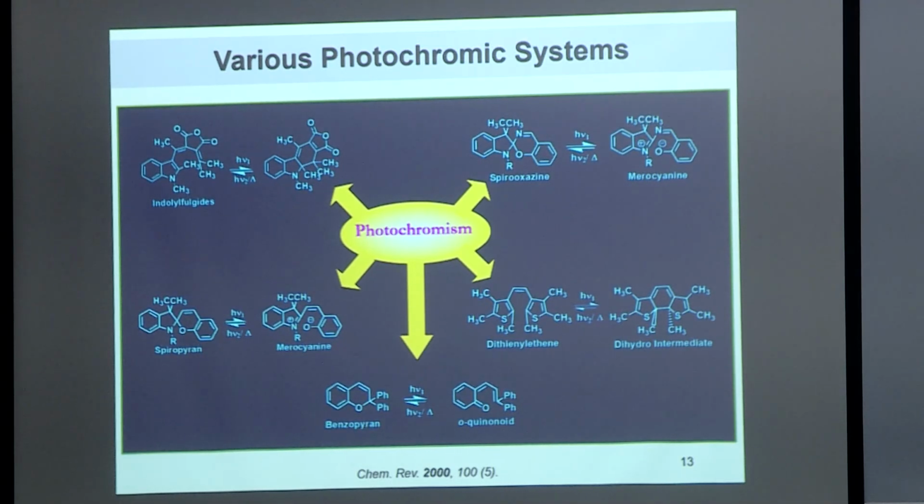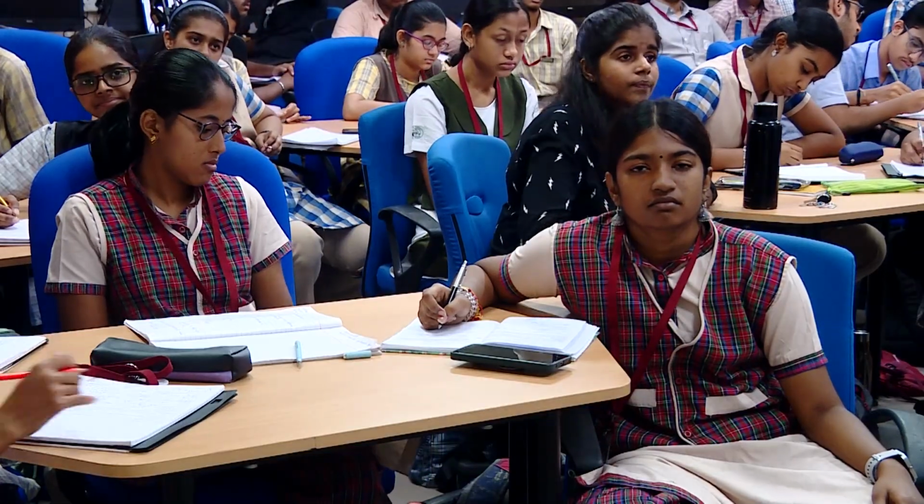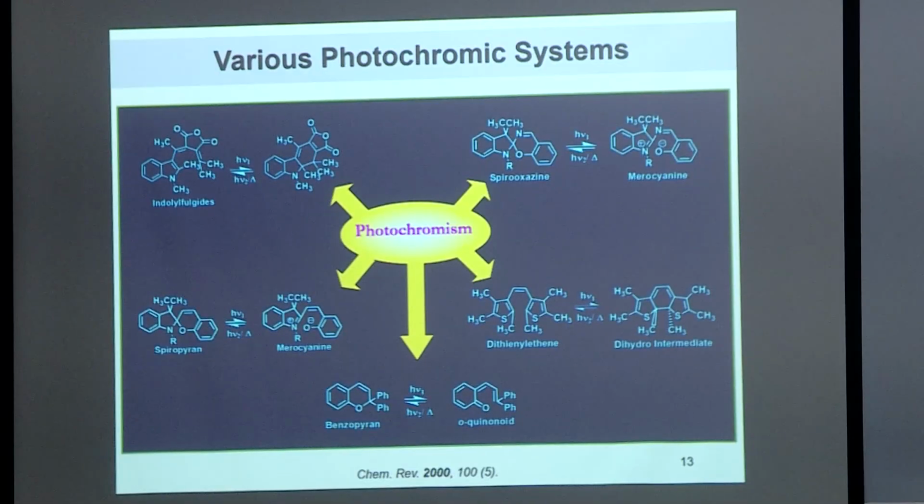Now how will you explain it? This is not colored, but the moment I annulate it, I make it as a naphthopyran, that is colored. How can we explain this? In that case also you will destroy the aromaticity of one ring. Correct? But the other ring is not losing the aromaticity.